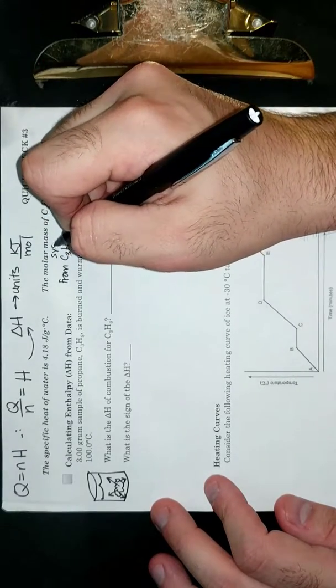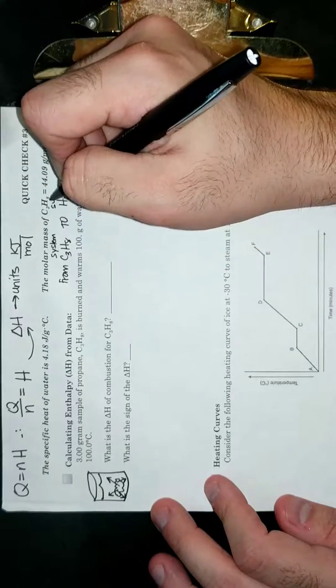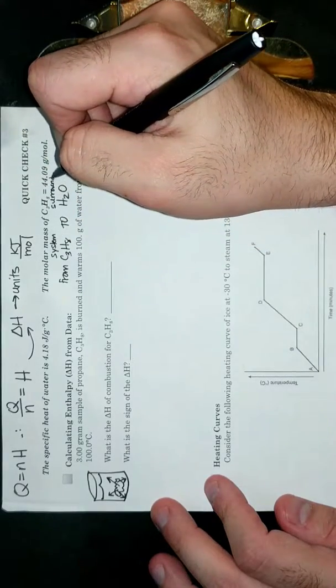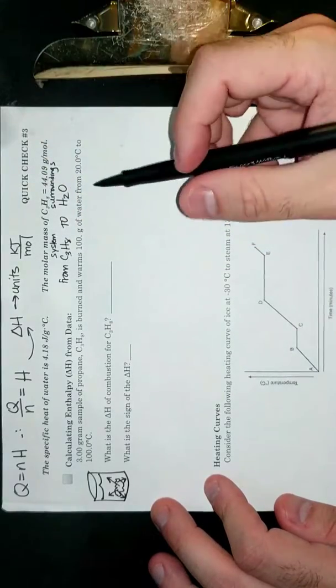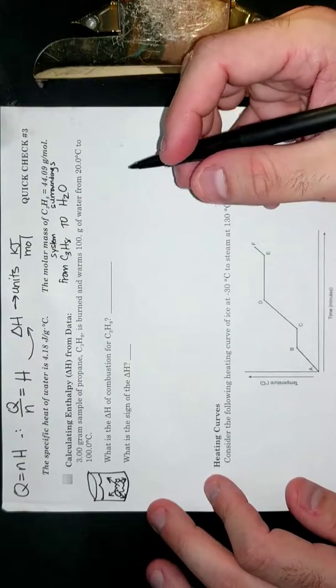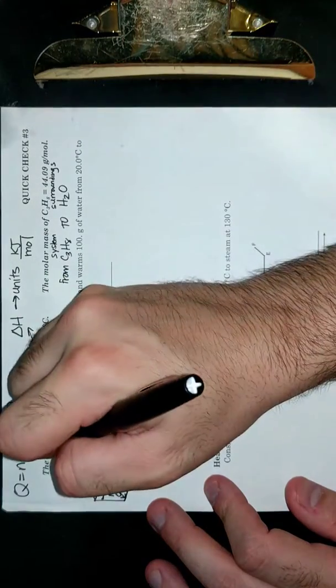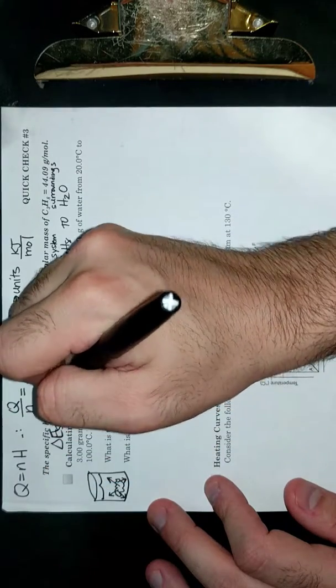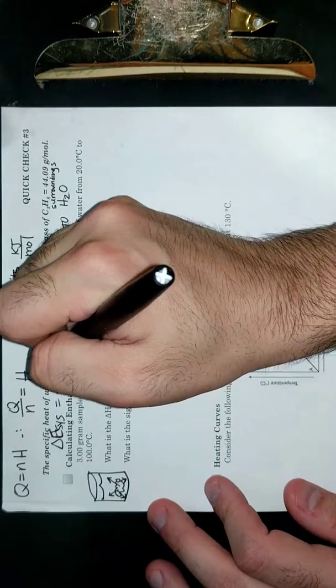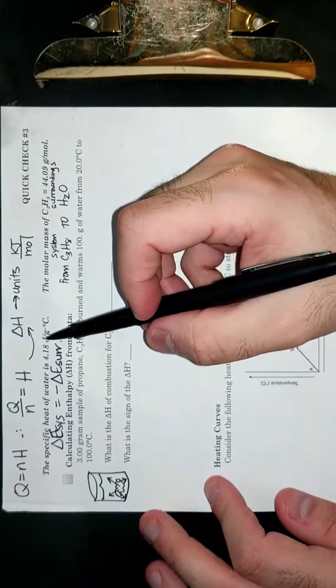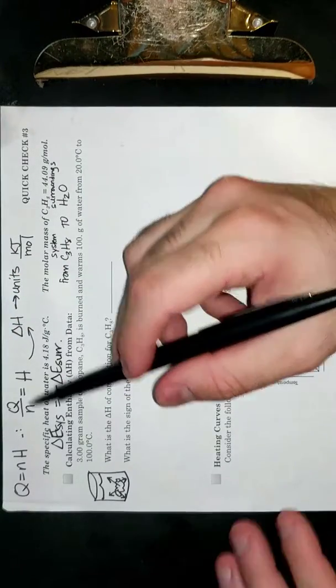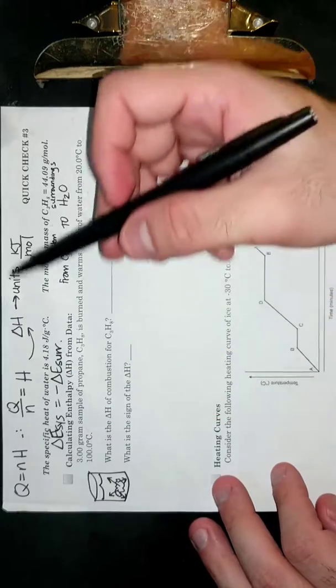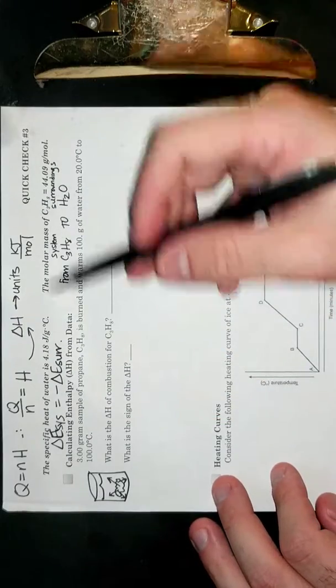So this is our system, and this is our surroundings. We mentioned that before, that water is typically the surroundings. So making a note here. And then we also need to remember that delta E of the system is equal to negative delta E of the surroundings. So whatever happens to the surroundings, the negative of that is what happens to the system. So we're going to focus on our surroundings now.